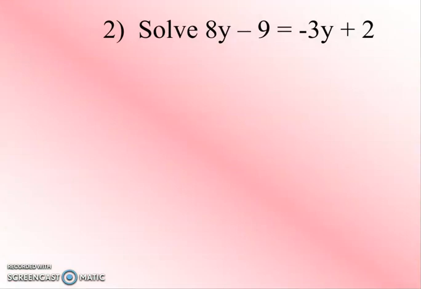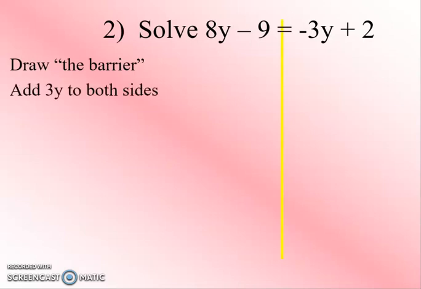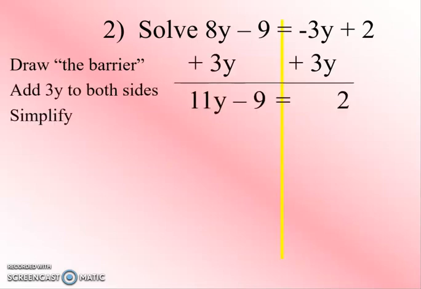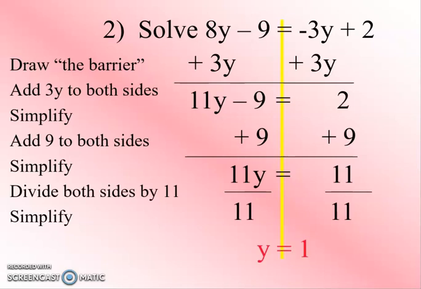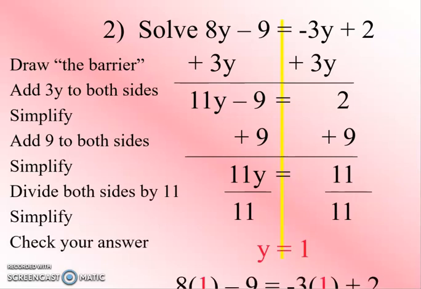Here's another one, same style. Remember that negative 3y is less than 8y, so I'm going to first eliminate that by adding 3y to both sides. And then I want to get the 11y by itself, which means I'm going to remove the negative 9 by adding it to both sides. And I solve by dividing by the coefficient, which tells me that y equals 1. Check the answer by plugging it in, and you'll see that that's true. Sorry for the cutoff.